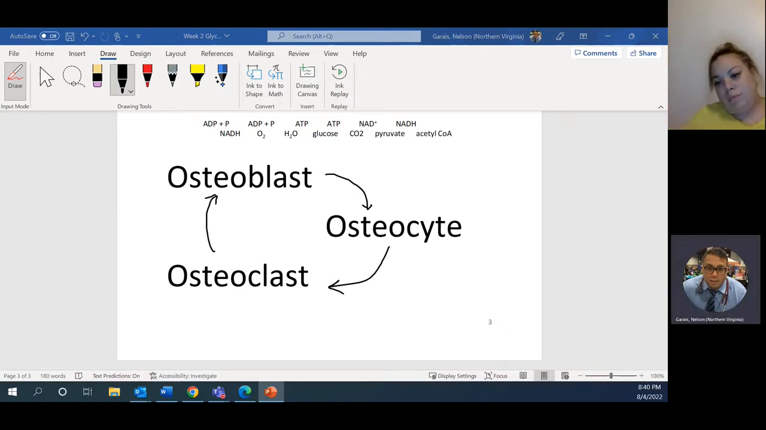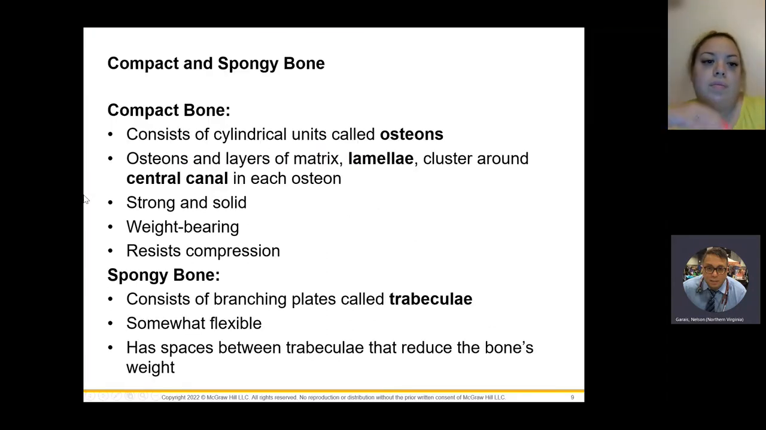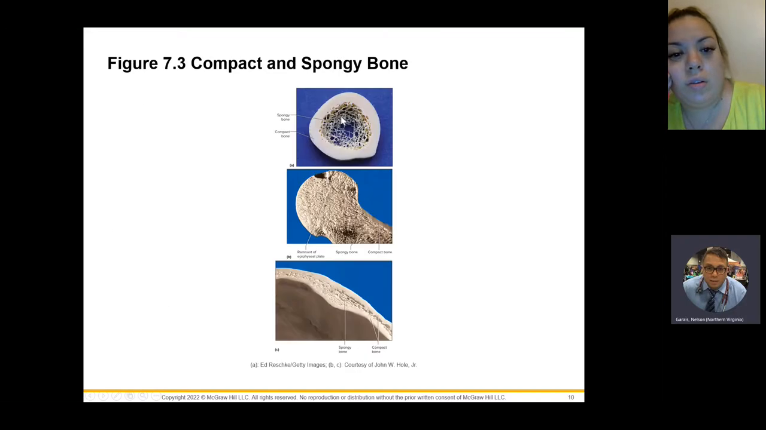Where am I? Slideshow from currently. So we have compact bone. We also have spongy bone. We all know that spongy bone has all these little branches or trabeculae. And if you can see it here, that's why it looks like a sponge. And that's why we have all the marrow in the nooks and crannies. And when this thing was alive and living, there'd be arteries and veins running all through here.